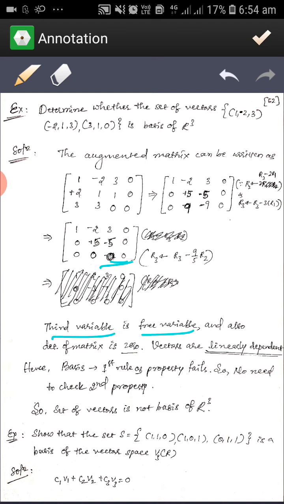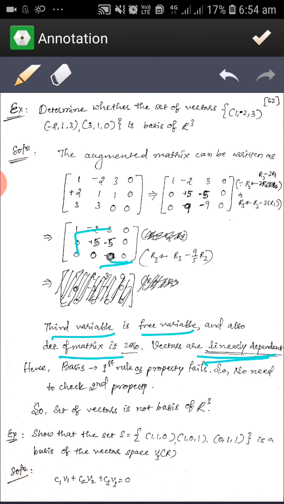Also, look at the determinant of the matrix. Here the determinant of the matrix is 0, so we can say the vectors are linearly dependent. If the determinant of the matrix is non-zero, we call them independent. As the determinant is 0, they are linearly dependent.